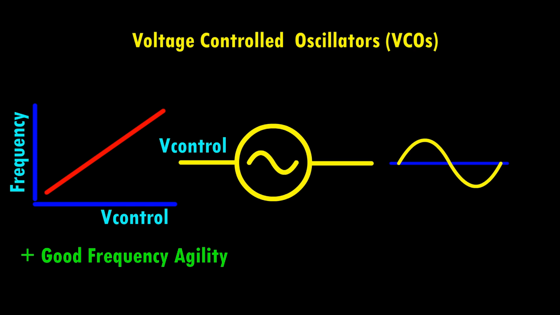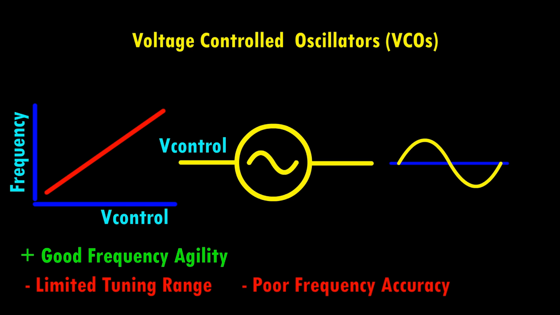However, VCOs present two key limitations. First, their tuning range may be insufficient to cover the wide spectrum required by modern systems. And second, their frequency accuracy is relatively poor.